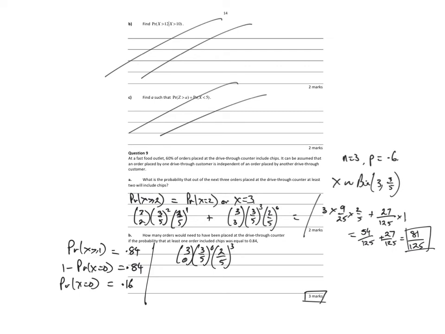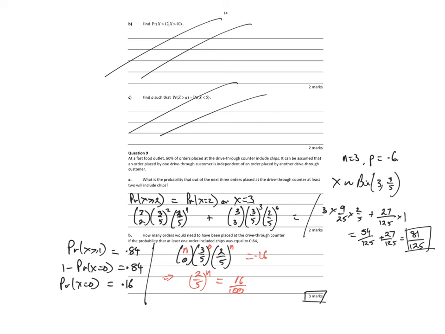Oh, we need n, sorry. So we don't know if we've got 3 trials. So let's just get rid of the 3. So instead I'll just put an n there to make it obvious. So that's still 0 successes, and I'm going to have n failures. So that implies that 2 on 5 to the n has to equal 0.16. So I'll put 16 on 100.